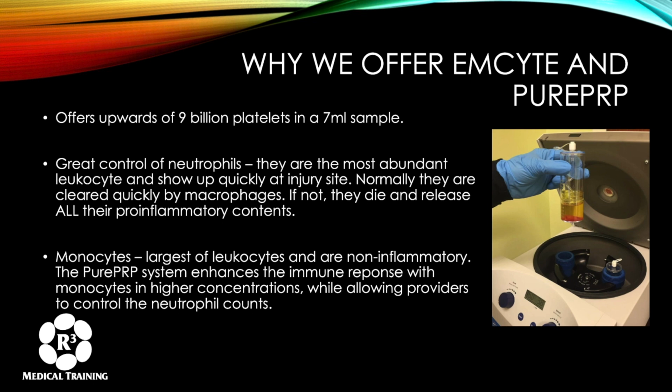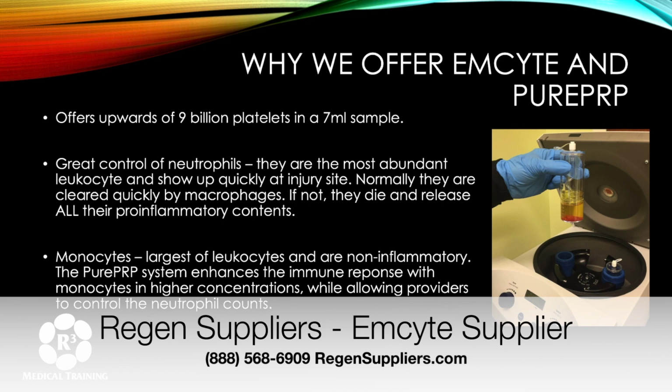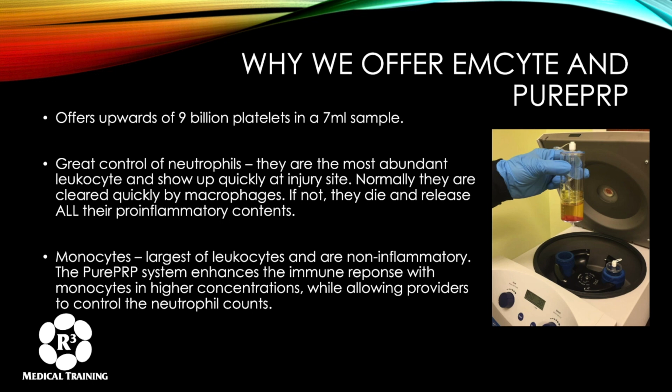So when you look at the EMSITE system, it offers upwards of 9 billion platelets in a 7 milliliter sample. Really good control of the neutrophils. They are the most abundant leukocyte, and they show up very quickly at the injury site. Normally they are cleared quickly by the macrophages, but if not, they die and release all their pro-inflammatory contents. So if you have very high neutrophil counts, which is what you have after a single spin, then you can actually create a bigger problem for the first week or two with just that, as opposed to having the second spin where you keep the monocytes but take out a lot of the neutrophils.